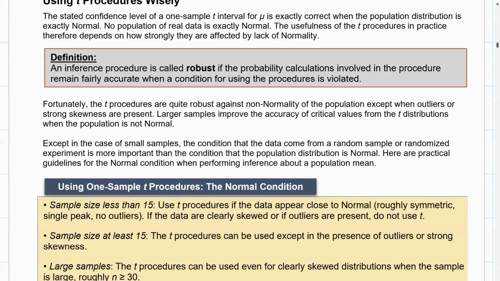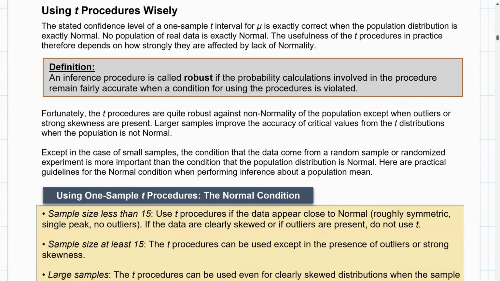Time to learn how to cheat. Well, cheat's a strong word. Time to learn that we have more flexibility than we think we might have. The t procedures are called robust. And they're called robust because even if a condition is not met, it can still give us good information back out. And in this particular situation, what we're going to focus on is the normal condition.